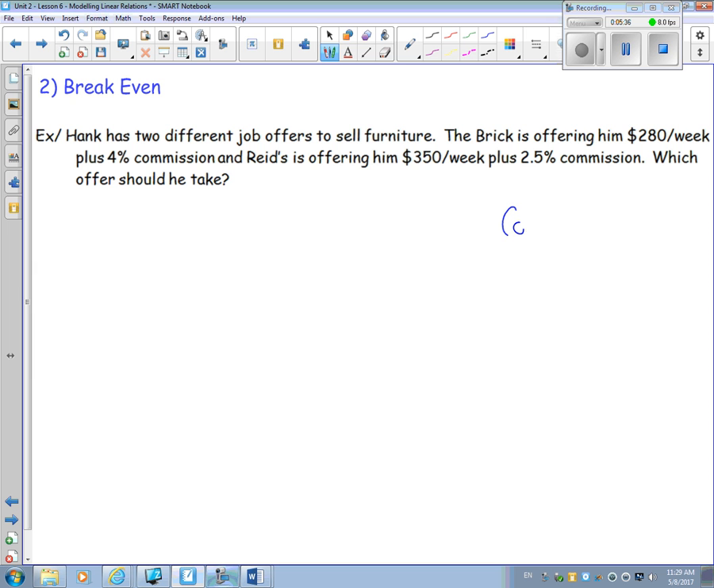Commission is a percentage of sales. In other words, you have to take your percent and turn it into a decimal. Let's look at the Brick for a second. So 4% as a decimal is 0.04 for every dollar that he sells. That's what we don't know. So X is our number of sales, or I guess it should be value of sales, not really number.